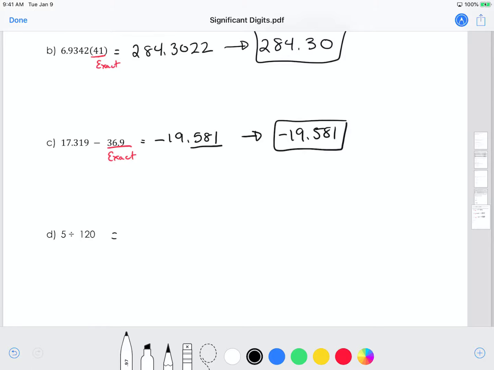And in the last example, I have 5 divided by 120. 120 is considered exact. So my accuracy and precision is going to rely on the number 5 only. So if I take 5 divided by 120 on the calculator, I'm going to get 0.041666 repeating. And since this is division, we want to look at the number of significant digits for the approximate number, and that would be 1. So when I round my final answer with accuracy and precision, I want to make sure I only have 1 significant digit. So my final answer is going to be 0.04.